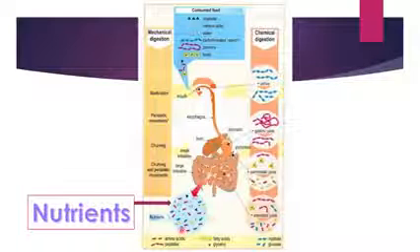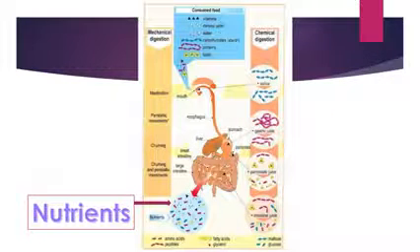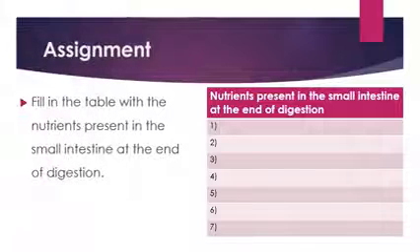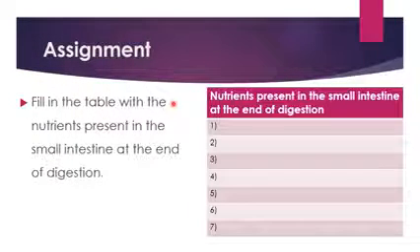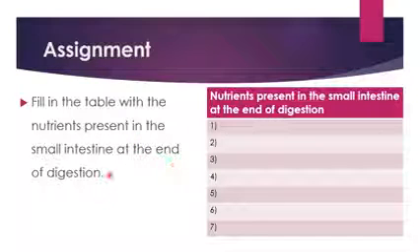Now, all of these nutrients will be taken up by our body for our body to get the energy it needs. Now, for the assignment, you need to fill in the table with the nutrients present in the small intestine at the end of digestion.